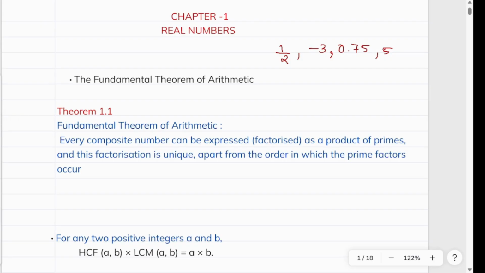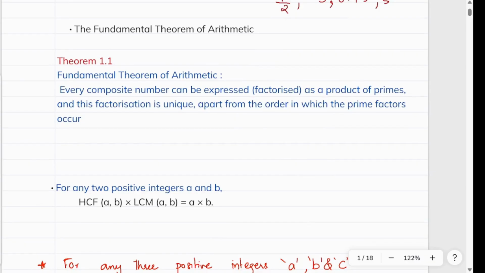So now let's start the theorem here: the Fundamental Theorem of Arithmetic. That's the first theorem that we are learning in this chapter. As per this theorem, every composite number can be expressed as a product of primes, and this factorization is unique, apart from the order in which the prime factors occur. This is what the Fundamental Theorem of Arithmetic says.